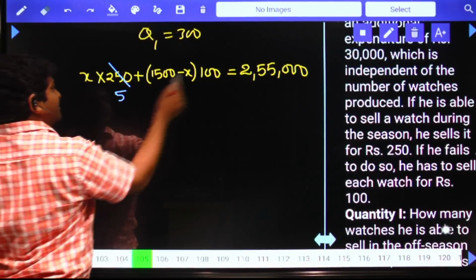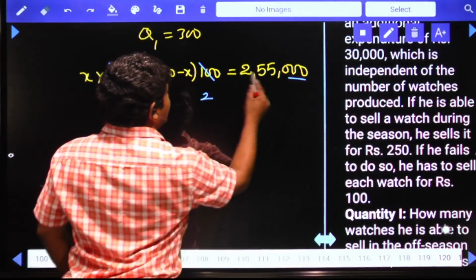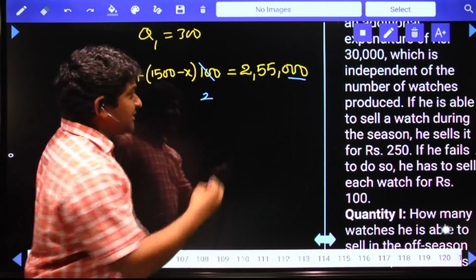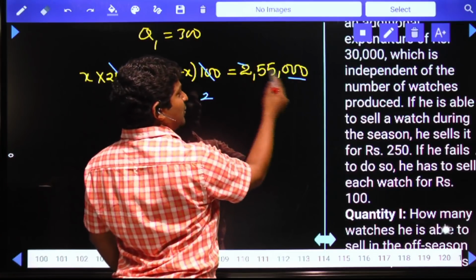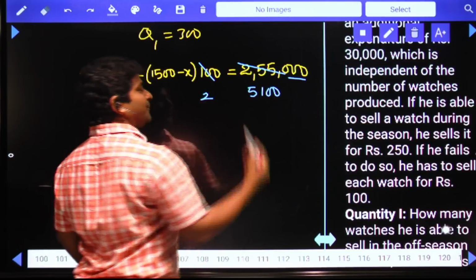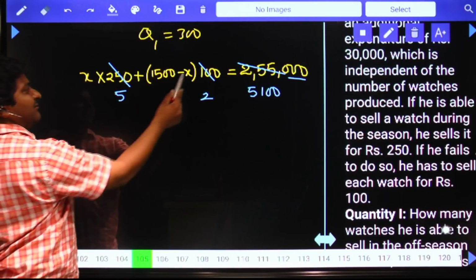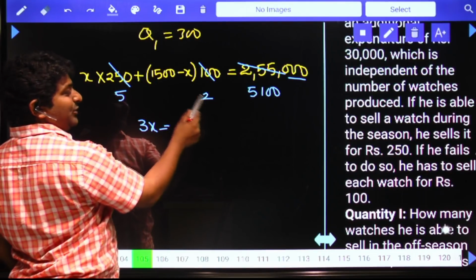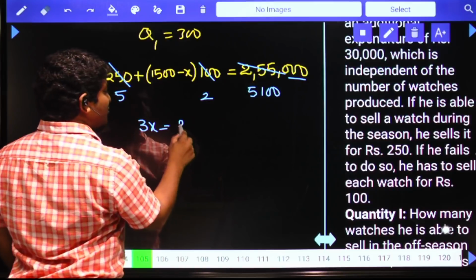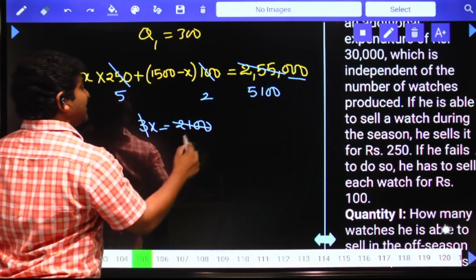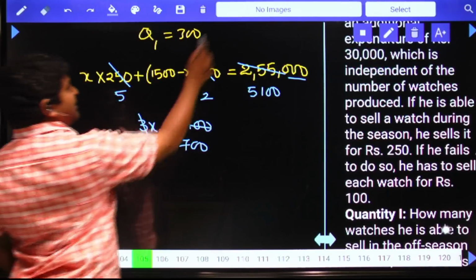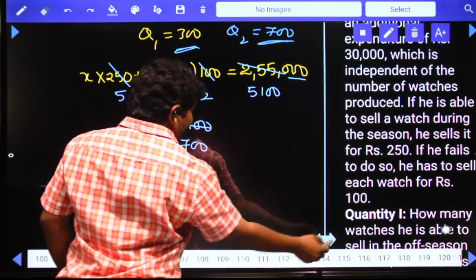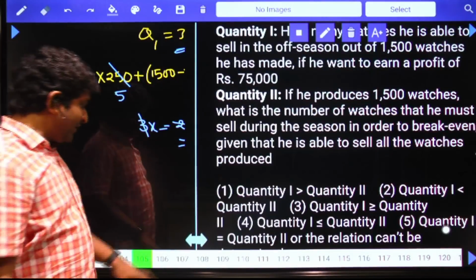Similar simplification: 250X plus 100 times (1500 minus X) equals 2,55,000. Dividing by 50, we get 5X plus 2 times (1500 minus X) equals 5100. So 5X minus 2X, that is 3X, equals 5100 minus 3000, which is 2100. So X equals 700. Q2 is equal to 700, whereas Q1 was 300. Q1 is less than Q2, direct answer.